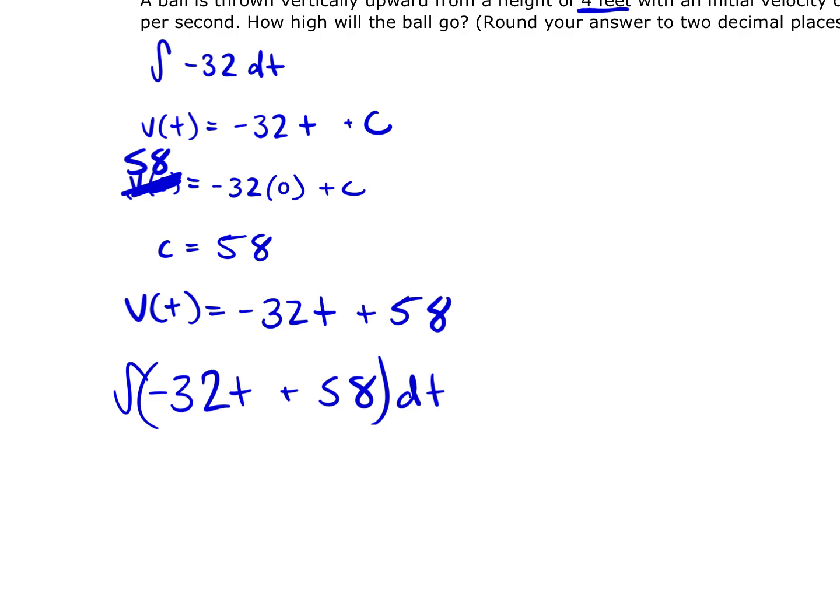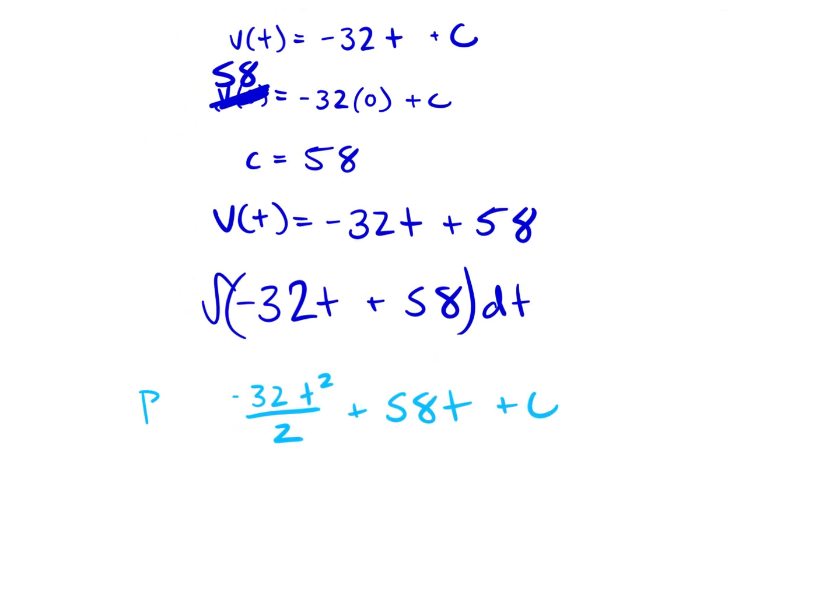So starting with negative 32t, we add 1 to the exponent. So this would be negative 32t squared, and then divide by our new exponent, so divided by 2. Plus, what's the antiderivative of 58? 58t plus c. So this is, I'll call it our position with p. Sometimes the position function is called s. I think most of the time when we did these it used s, but we'll just call it p. When we simplify this, negative 32 over 2 would be negative 16. So this would be negative 16t squared.